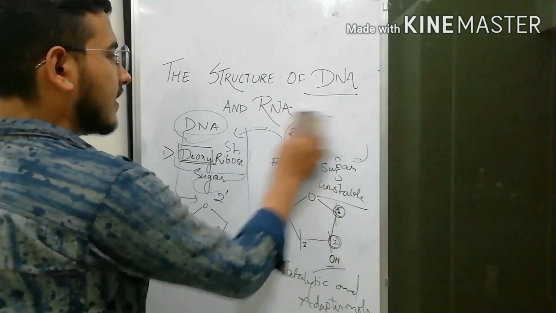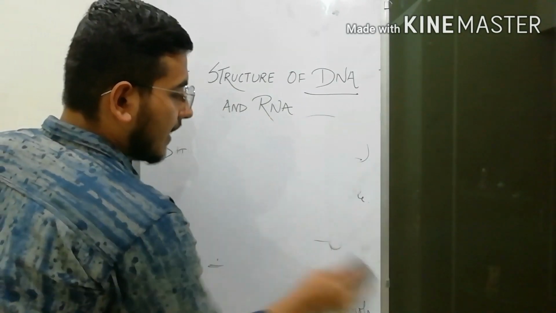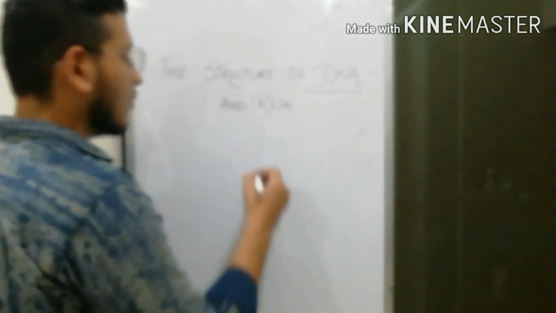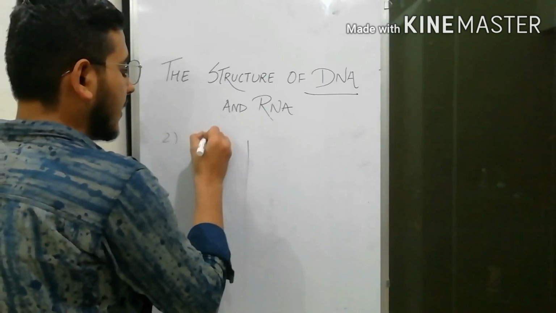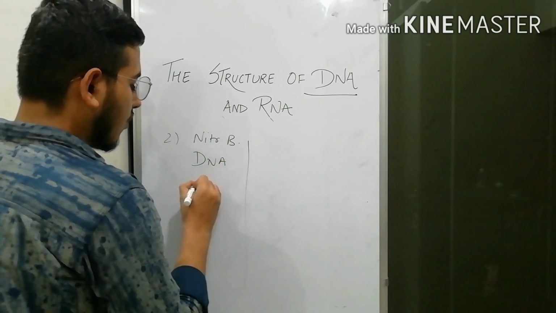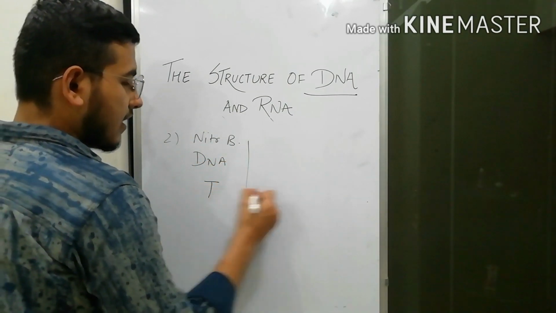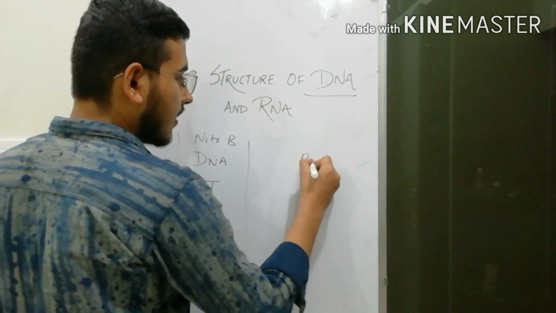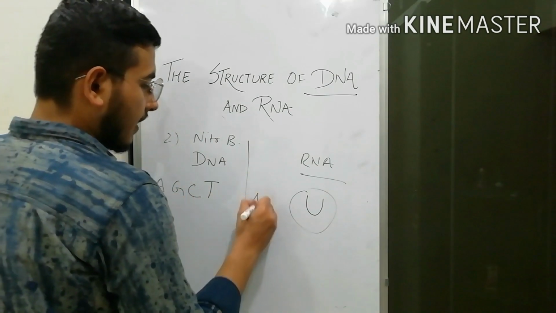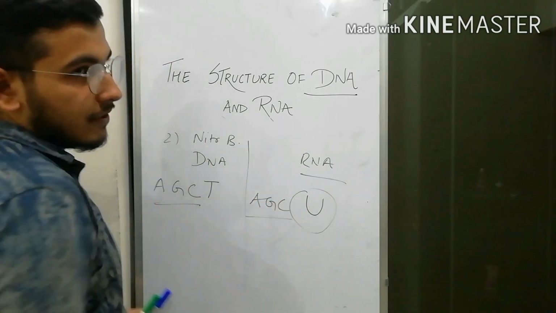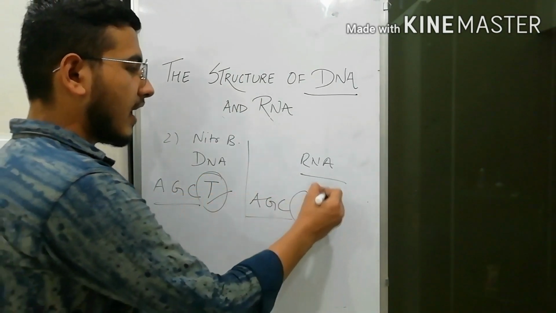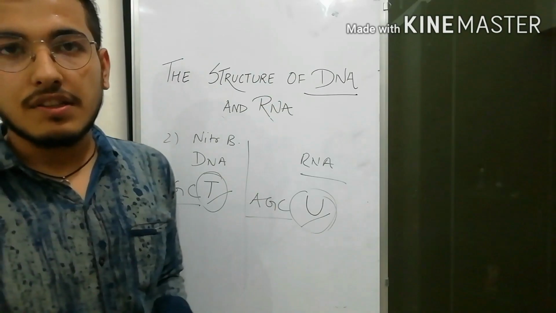Now the second difference lies in the nitrogenous bases. In DNA there is the presence of T, and in RNA T is replaced by U. The rest, A, G, C, are common. So in DNA there is thymine, and in RNA there is uracil.